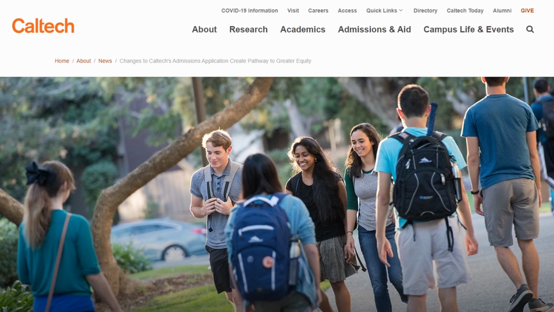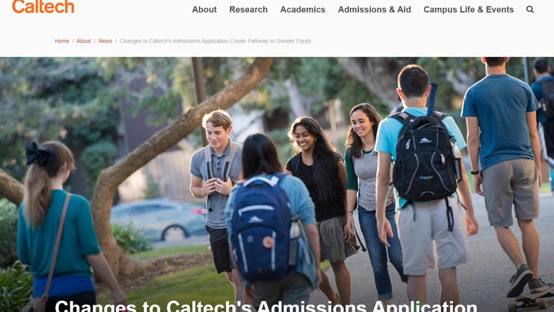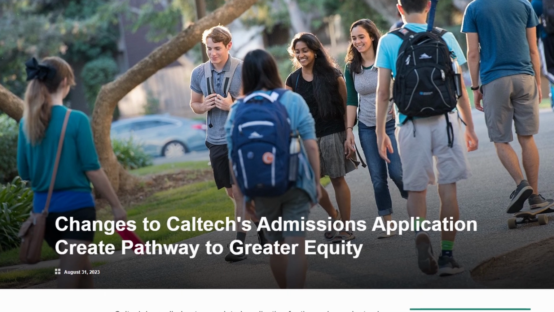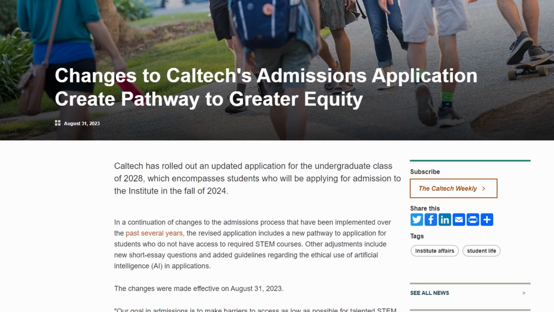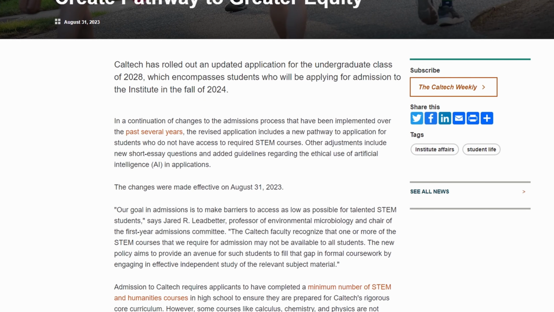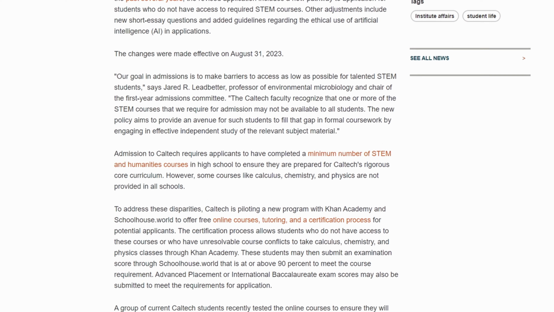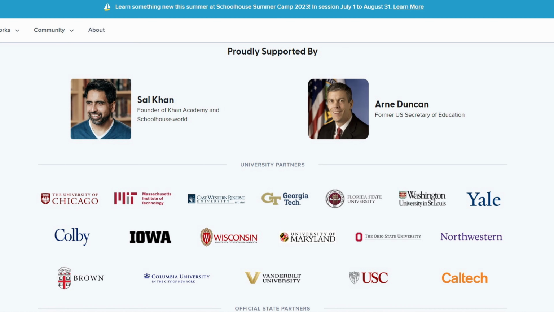But lastly, I wanted to touch on a very interesting article that I read recently in regards to the potential future of credentialing. In this article, it details how Caltech is now allowing Schoolhouse.World certifications for their admission process in physics, calculus, and chemistry. Now, if you're not familiar, Schoolhouse.World was started by Sal Khan, who is the founder of Khan Academy, and it's an online tutoring and certification platform. During COVID, a lot of other universities started using Schoolhouse.World certifications for their admission process.